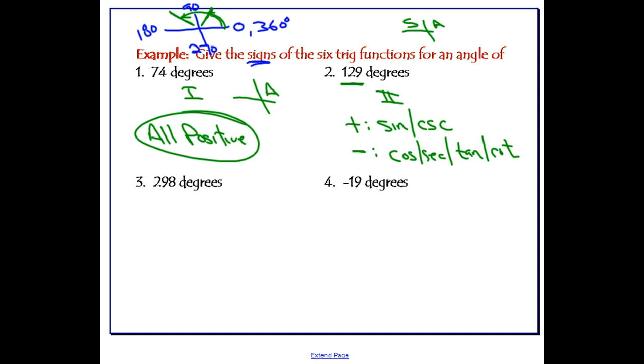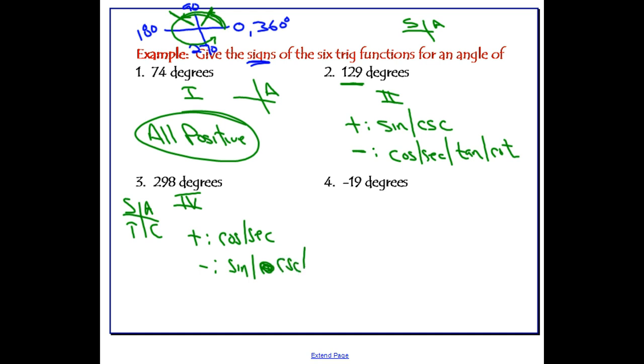I'll talk through these other two, but you can maybe just fast forward and check these as well. 298 degrees. We rotate around a little more than 270. Puts us in the fourth quadrant. A Smart Trig Class. Fourth quadrant. Positive is the cosine. Secant, negative are the rest. Sine, cosecant, tangent, cotangent.